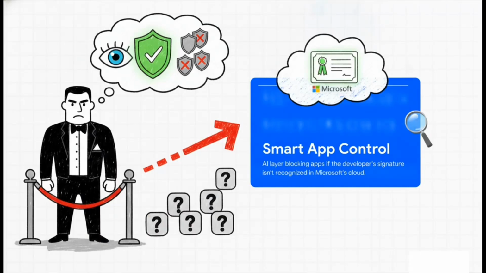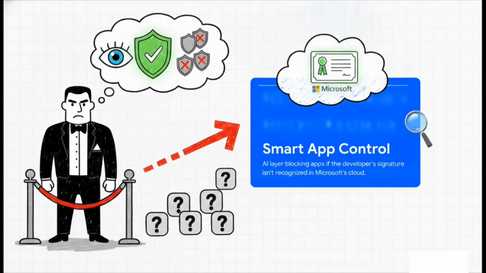So what is this system? It's called Smart App Control. I want you to think of it like a very strict digital bouncer standing at the door of your operating system. It's basically an AI-driven protective layer that constantly monitors where a file came from and how it behaves in the background. But here's the catch, and this is why you're getting blocked.